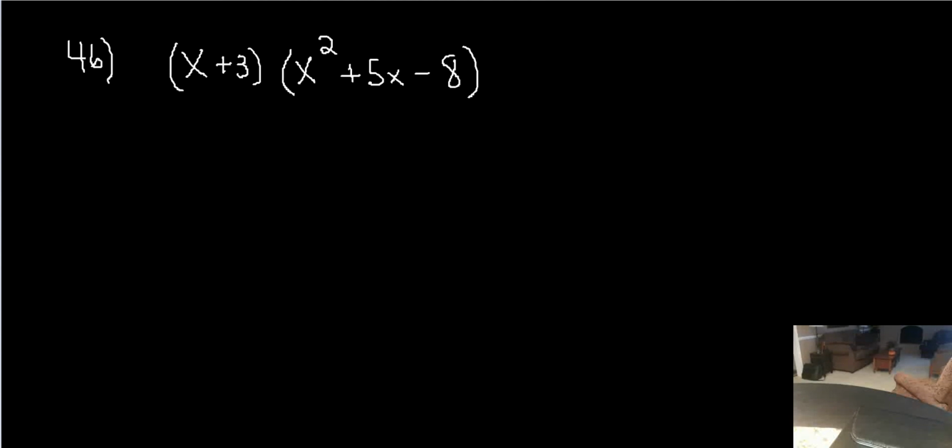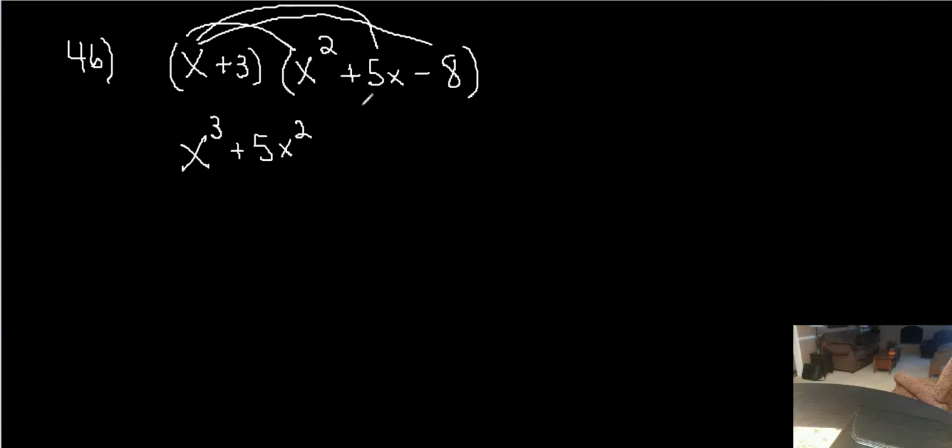Okay, now we'll switch gears and multiply a binomial times a trinomial. And we'll have to do this the logical way of distribution. Take the x and multiply it to the 3 terms in the trinomial. Starting with x times x squared is x cubed. X times 5x is positive 5x squared. Finally, x times negative 8, which is negative 8x.